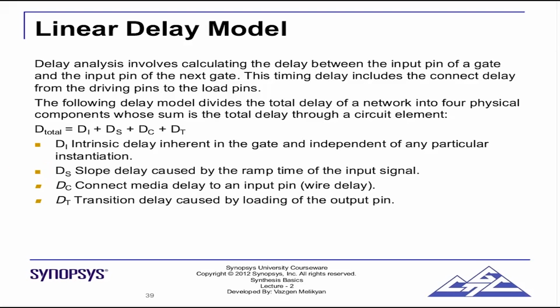Dc is the connect delay to an input pin, which is the wire delay. Dt is a transition delay caused by the loading of the output. Now the fan out will consist of some wire and some gates. Dc is the wire delay, and Dt is the delay caused by the loading of the gates at the output. It will become clear in the figure.